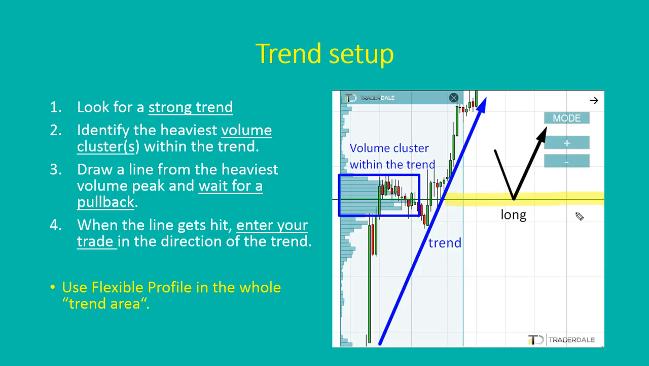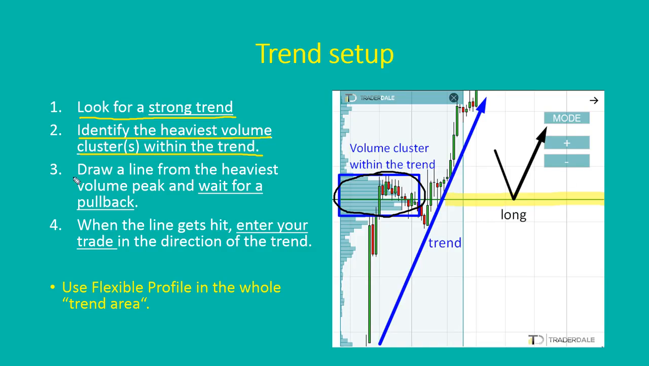So the steps to follow in this setup are, first, you look for a strong trend like this one. And you can do it, for example, on the 30-minute chart when you're doing intraday analysis, all right? The 30-minute chart is the ideal time frame. Then within the trend, you identify the heaviest volume clusters within the trend. So in this case, there's only one, and it is this one.